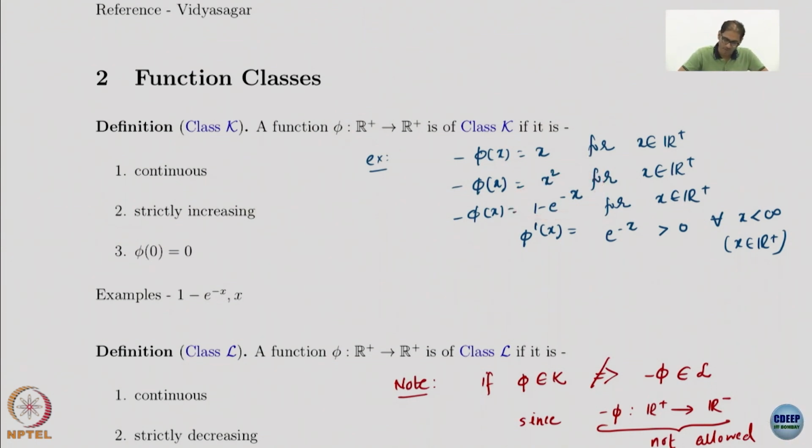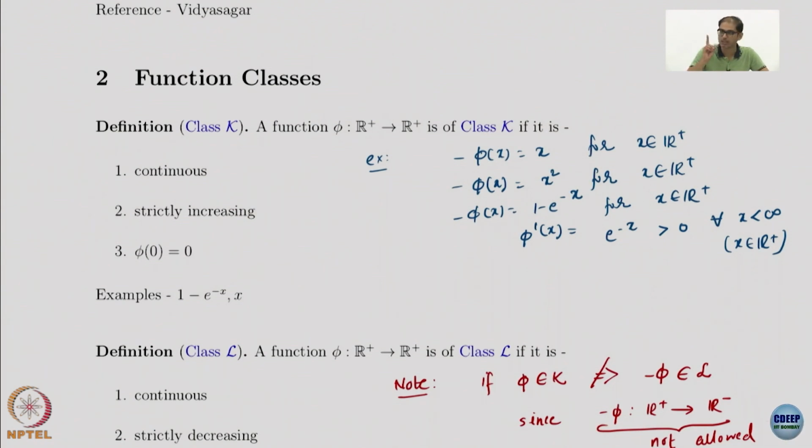1 minus e to the minus x, if I take the partial with respect to x, it is what? E to the minus x, which is positive, right? Whenever x is non-negative and as long as x is not infinity, and infinity is anyway not part of the reals, so we are fine. So this is also a continuous function, in fact smooth again, also a strictly increasing function, and it's 0 at 0. So all three functions satisfy these criteria. Is that clear? This is what is a class K function.